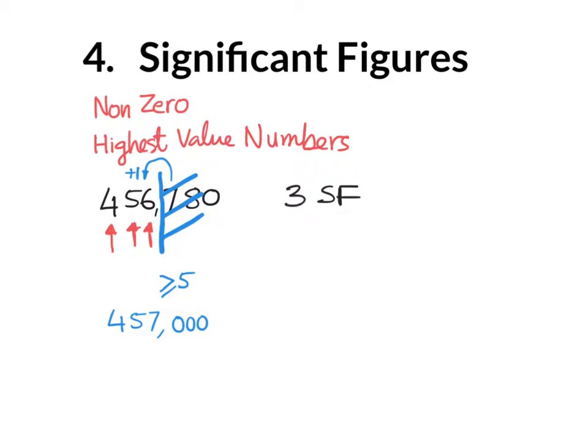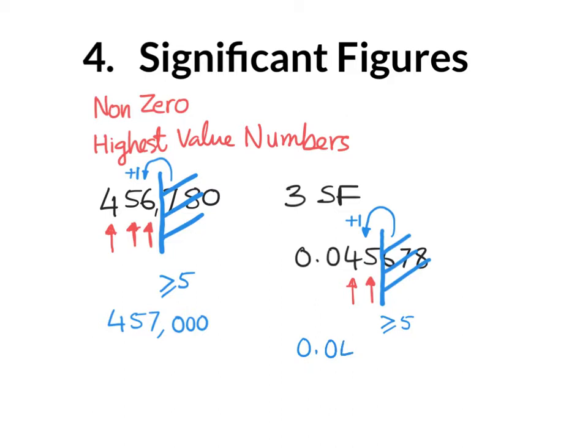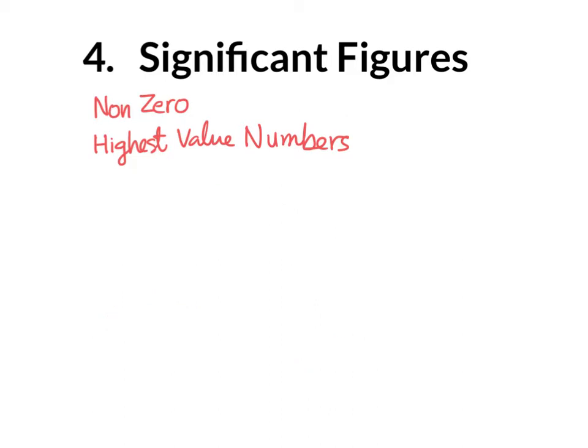Let's look into another example where we have a number 0.045678. Let's round it to two significant figures. In this case, the first two non-zero highest value numbers are 4 and 5. Since we want to round it to two significant figures, anything after this needs to be rounded. Since the first rounding number is greater than or equal to 5, while rounding, it will carry over a value of +1 to the previous number. And finally, the number rounded to two significant figures becomes 0.046.